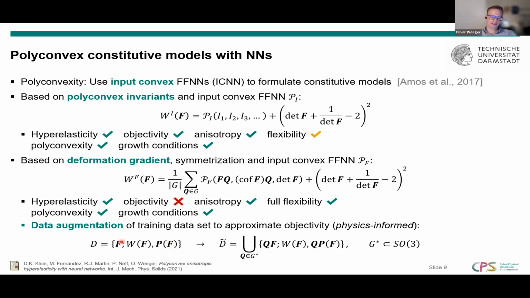So if we have our data set, which includes deformation gradients, and for each deformation gradient, the strain energy and the stress, then we augment the data set by including certain rotations from a finite subgroup of SO3. Like we mentioned before, this is an infinite group, so we cannot include all the possible rotation matrices. We can only use a finite subgroup, which we somehow have to choose in a smart way, which I will demonstrate shortly.